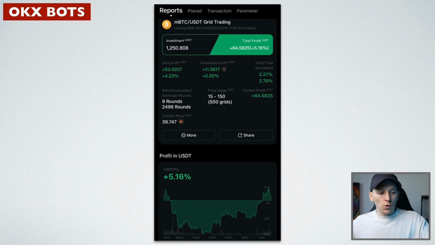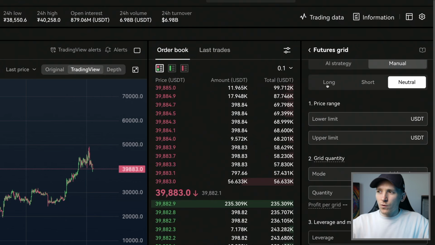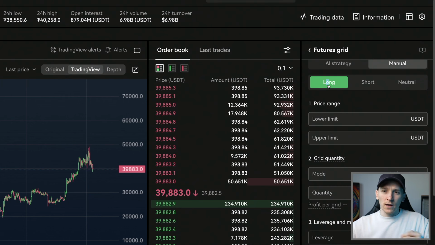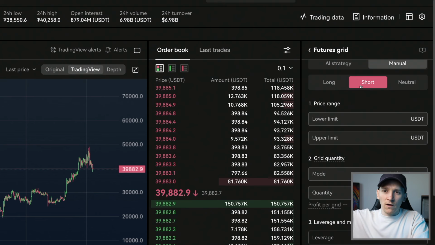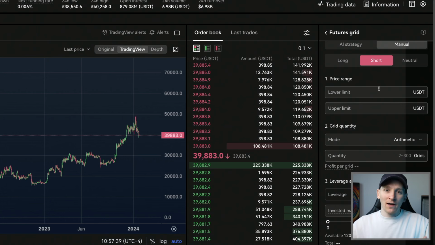And so with long and short, you're biased towards either thinking that the price is probably going to go up, so you want to buy first and sell higher. Short is where you short first because you think the price is maybe going to come down, so you want to take those short positions first. Everything else is very similar to the spot grid bot, but with futures, of course, we have to think about leverage. You can take leverage, you don't have to use leverage.